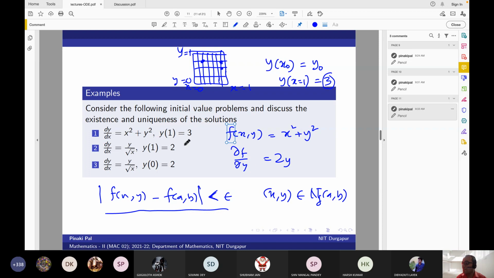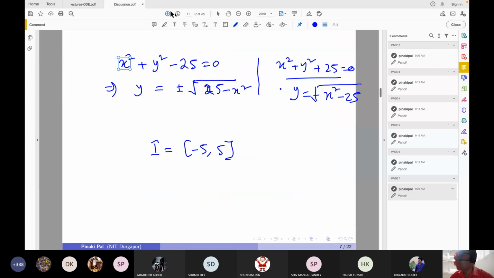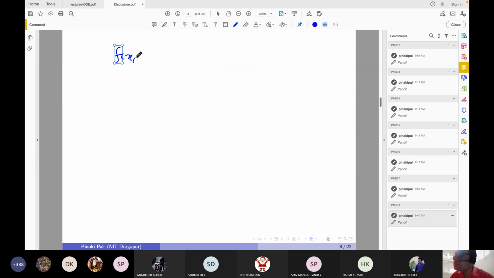Now you look at the second problem. In the second problem, our f(x,y) is equal to y by root x, and del f del y is equal to 1 by root x. And this function is continuous everywhere except at x equal to 0, from the rational nature of this function. You have one function in the numerator, another function in the denominator. This type of function is called a rational function.